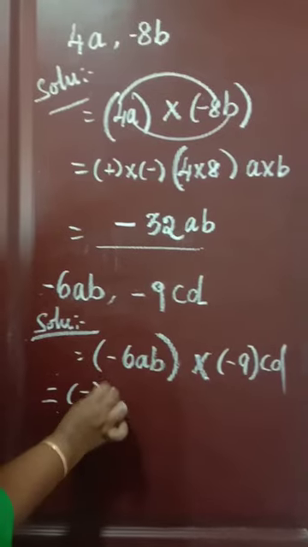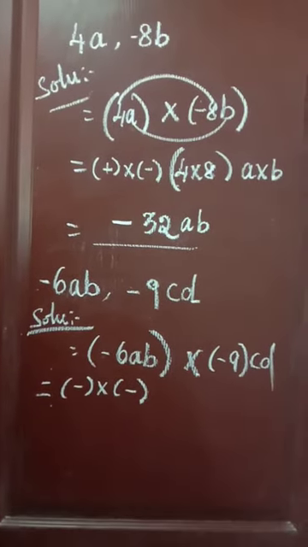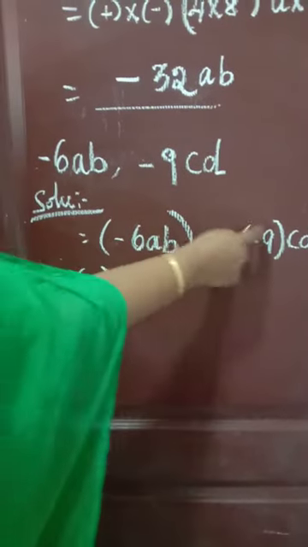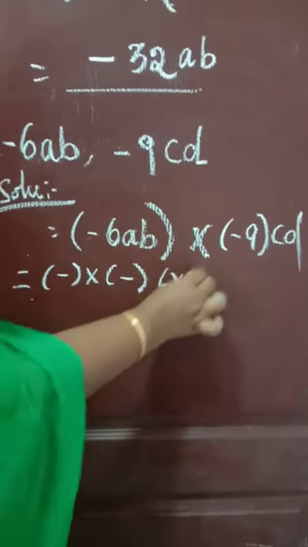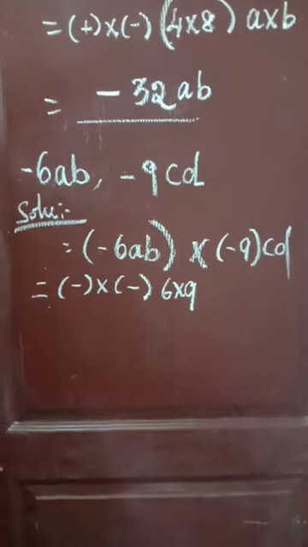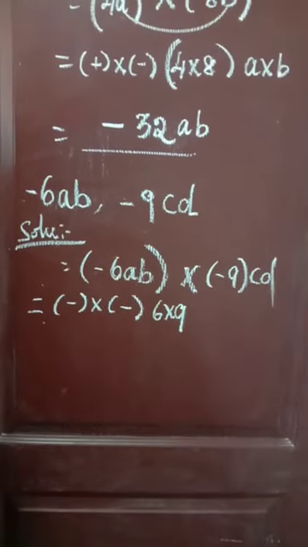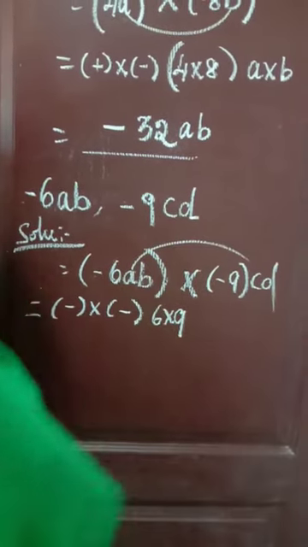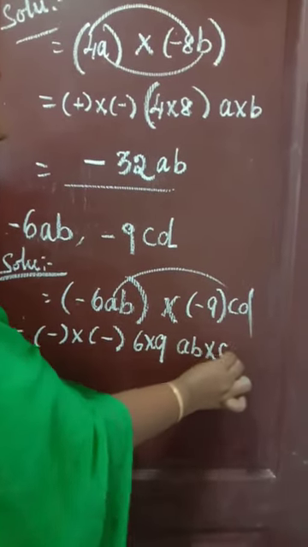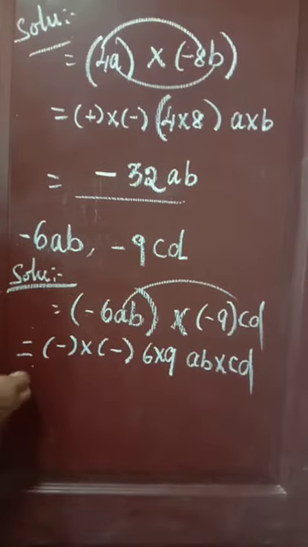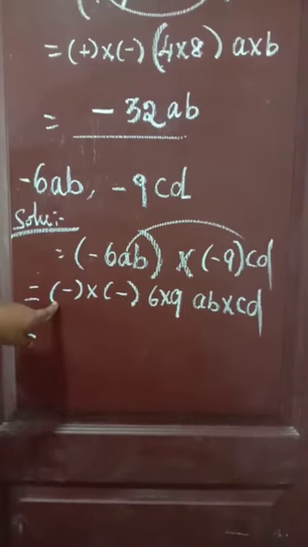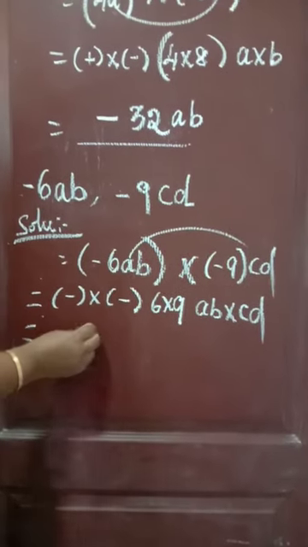So minus into minus. What are the numbers? Numbers means coefficient, numerical coefficient. So 6 into 9. So what are the variables? Here two variables, a into b. So here also two variables, c into d. So next you have to multiply the variables. So ab into cd. So minus into minus, this is like sign. Like sign means the answer comes positive.